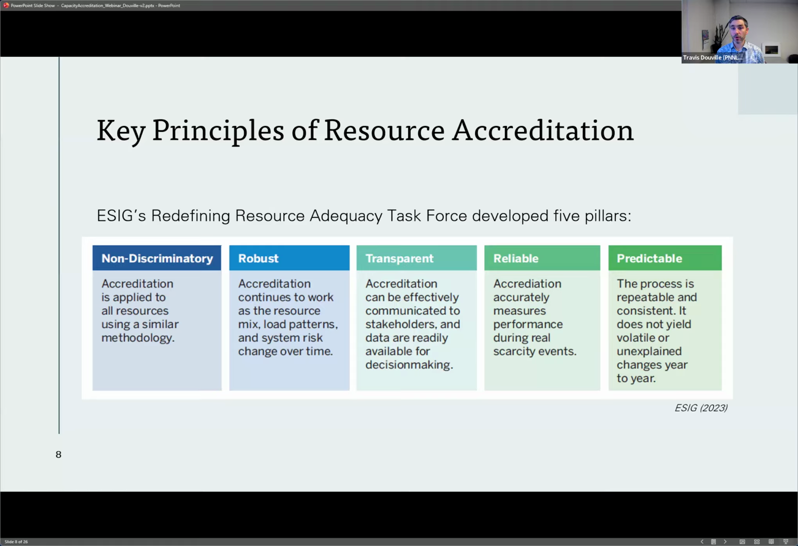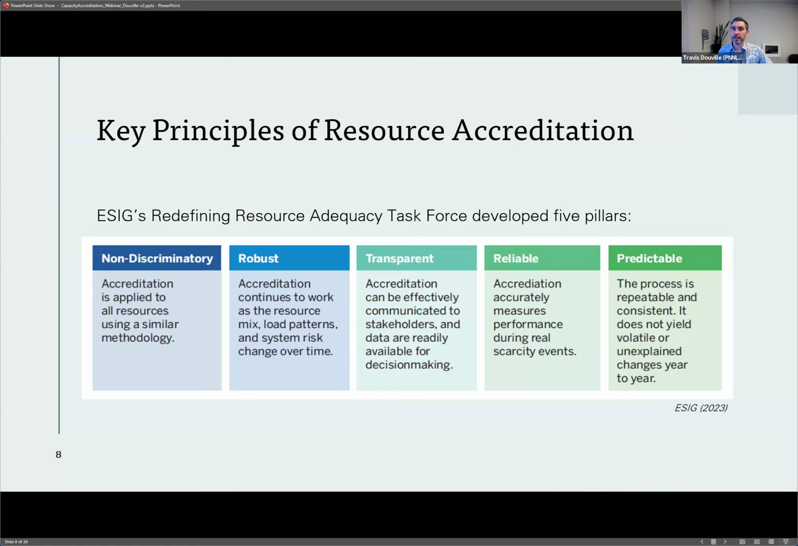Secondly, accreditation should be robust because there is quite a bit of change happening on the system, both on the supply and demand side, and resources may interact, as we'll discuss later. In the third box, the accreditation method must be transparent, and data must be readily available to ensure credibility of the planning process or market opportunity. People need to be able to understand how accreditation is working, and ideally, they should be able to reproduce the results.